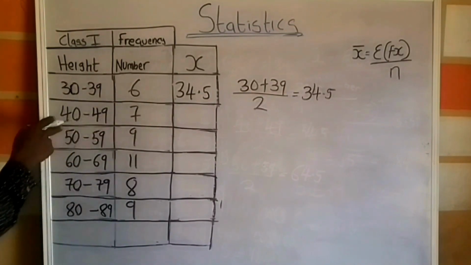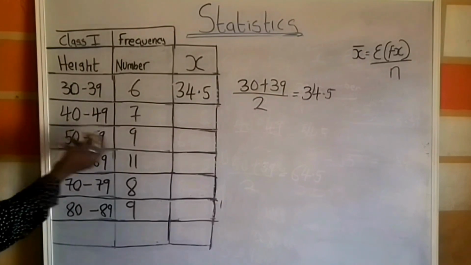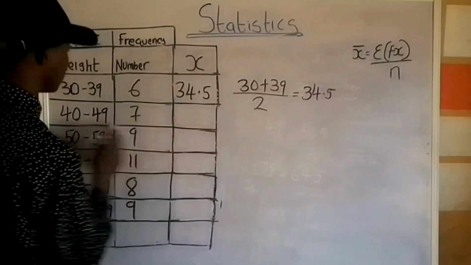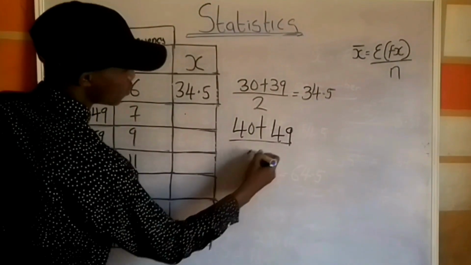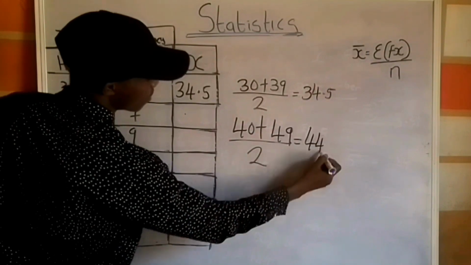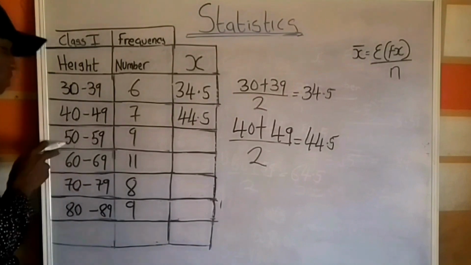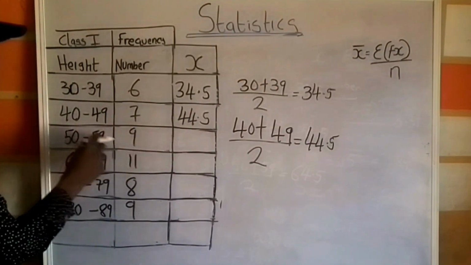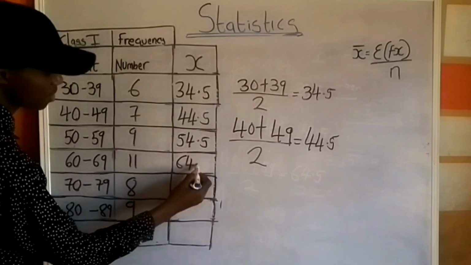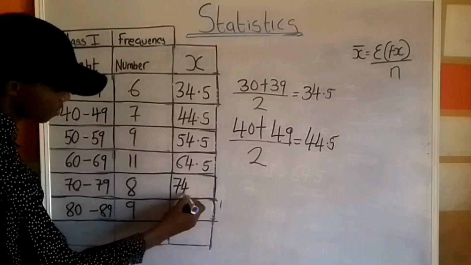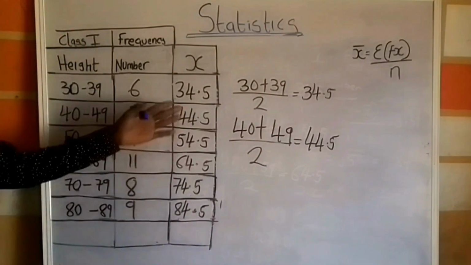The value of x is the midpoint of the class interval, and the midpoint is gotten by adding the upper class interval and the lower class interval and dividing by 2. So for these cells, I'm going to have 40 plus 49 divided by 2, which is 44.5. To get the value of x for these cells, I'm going to have 50 plus 59 divided by 2. So that is 54.5. For this, 64.5, 74.5, 84.5. Now we have gotten the value of x.